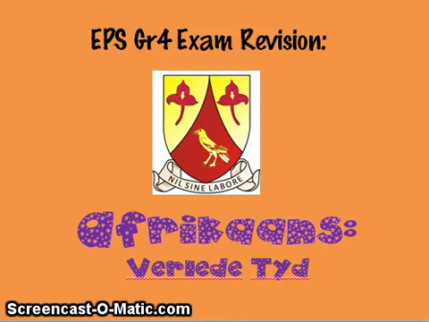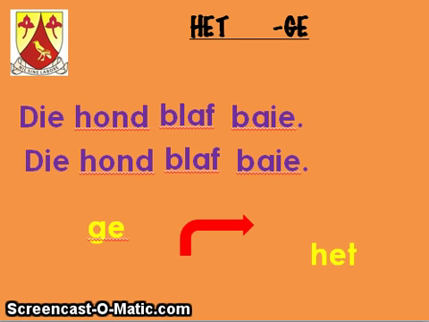Grade 4's a little bit more Afrikaans. This time we're looking at verlede tyd. And when I say verlede tyd, the first thing you must think of is het and ge. And just like any other language thing, and remember I told you in English, if you can find the verb, you are sorted. So in Afrikaans, we need to find die werkwoord, the verb.